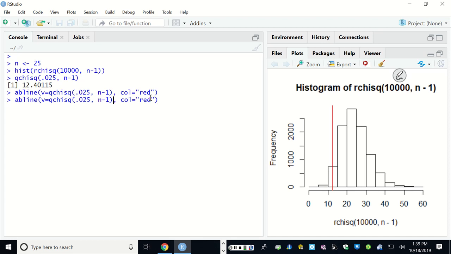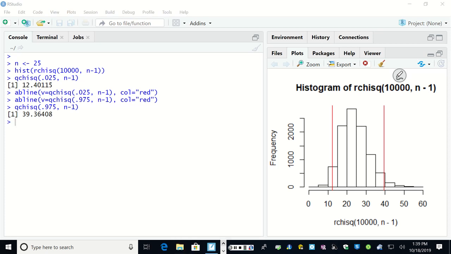The 0.975 point is up there. Its value is 39.36. So that's just true for any chi-square with 24 degrees of freedom. Those are the cutoffs, and that's what's illustrated there.